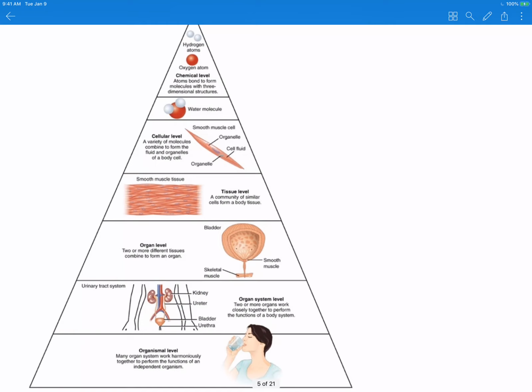Now, the second major level of organization is the cellular level. And of course, cells contain chemicals. So this is a slightly more complex level. It includes the chemical level, and it includes things like organelles and the cell itself. Organelles are the tiny functioning units within the cell, things like the nucleus and mitochondria and endoplasmic reticulum. And then the cell itself is part of the cellular level. It's the smallest independently functioning unit of an organism.